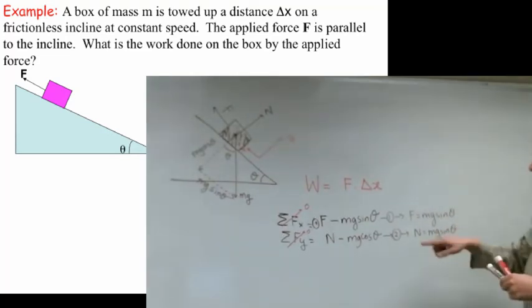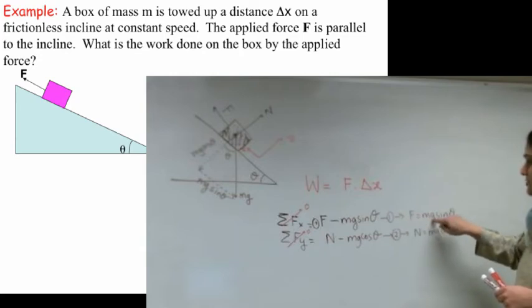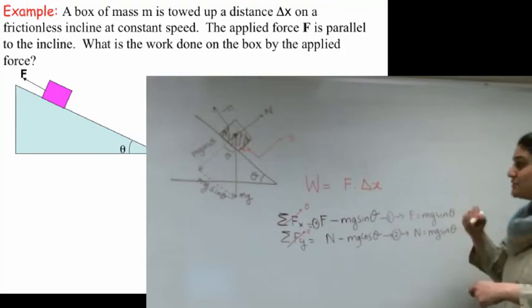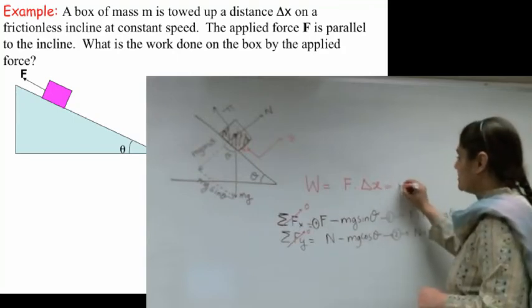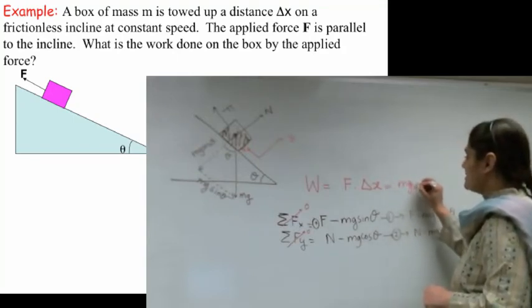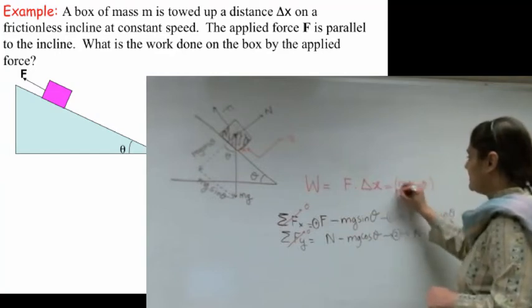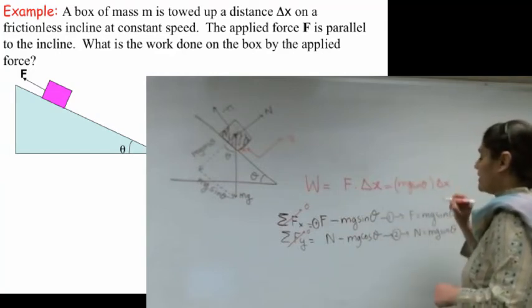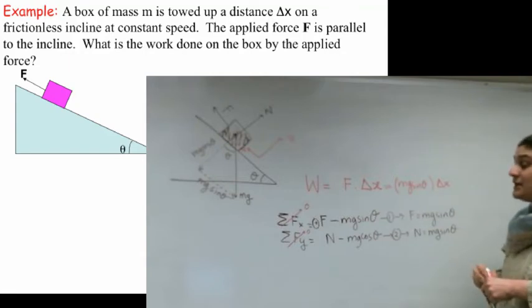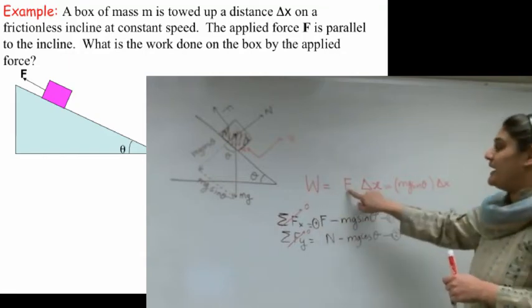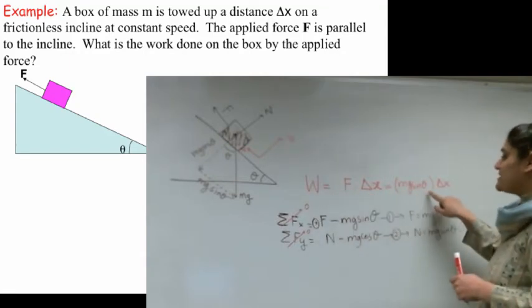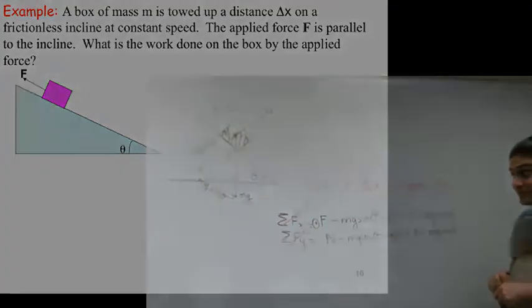This means that my work done here is mg sine theta. If I can plug that back into here, that's the solution to my problem. This is going to be equal to mg sine theta times delta x, and we're done. Okay, so the work done by the applied force is mg sine theta delta x.